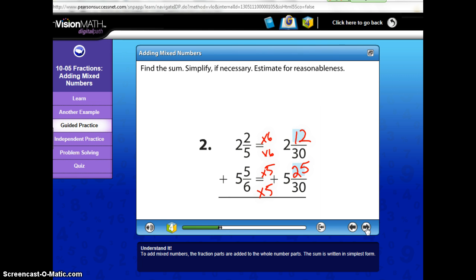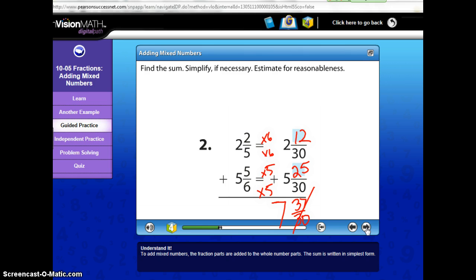Can someone add these two fractions for me? Will? 37 over 30, whole number? 2 plus 5. We have to add these two whole numbers. 7. No. We have to take a look at this first. So we have 7 and 37 thirtieths.